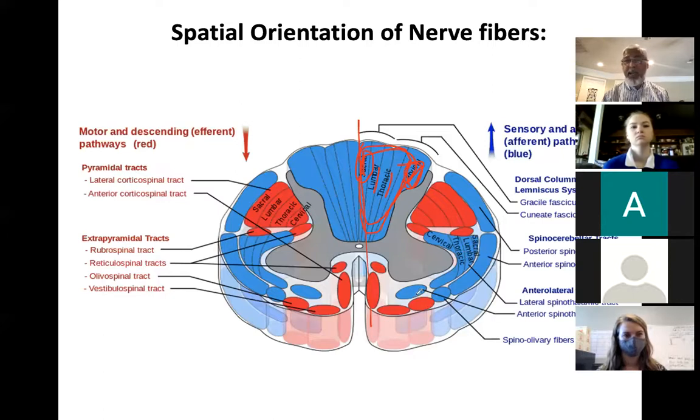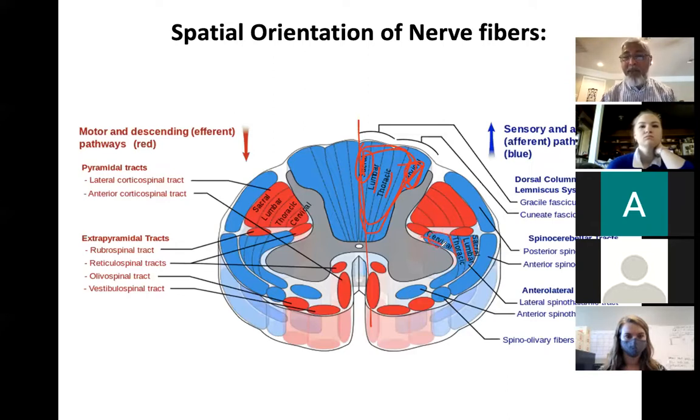Lateral white area, anterior white area. And then again here also you see the most, but here is different. Sacral is the most lateral, and then you have lumbar, then you have thoracic, then you have cervical. Cervical is most medial.